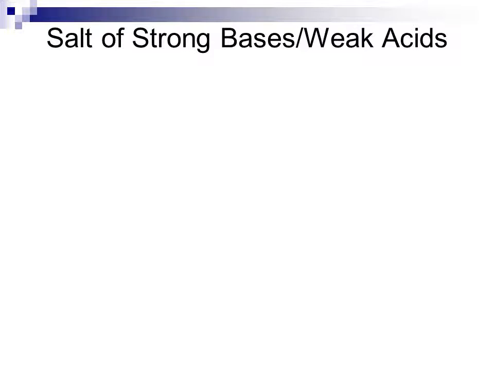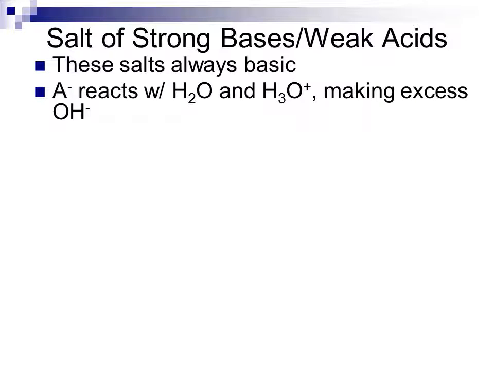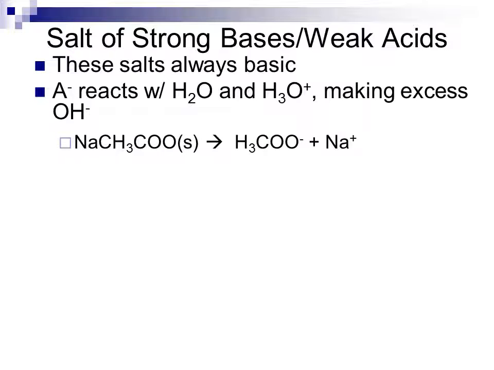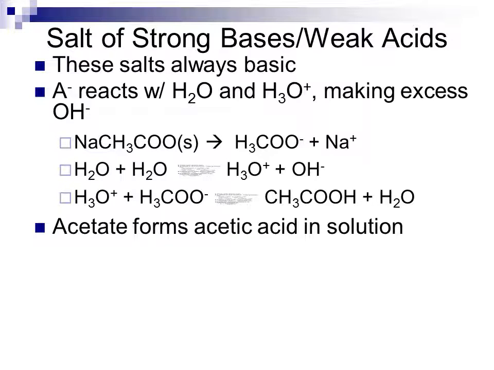Looking at the salt of a strong base and a weak acid, however, this salt will always be a basic salt. A minus will react with H2O and H3O plus, making excess OH minus. If I look at this process, there are three reactions. NaCH3COO will ionize to form acetate and sodium. Water will autoionize to form hydronium and hydroxide, and that acetate can react with hydronium to form acetic acid in water. This consumes the hydronium faster than it consumes the hydroxide, which makes the solution basic overall.